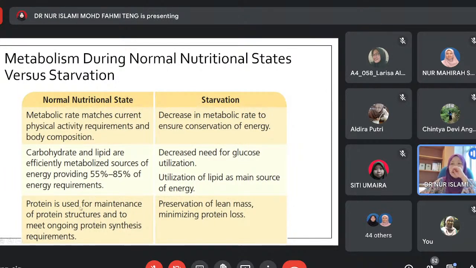And then during the normal state, protein is used for maintenance of protein structure and to meet ongoing protein synthesis requirement. But during starvation, the body tries to preserve the lean mass and minimize the protein loss. So this is actually the comparison of what happened to our metabolic process during starvation versus during the normal course.